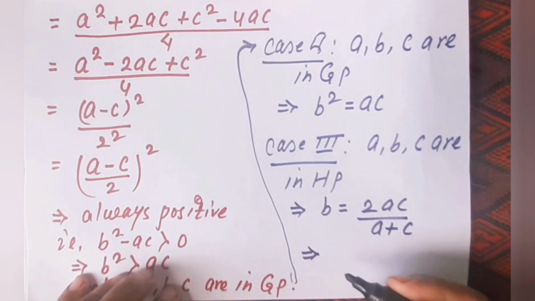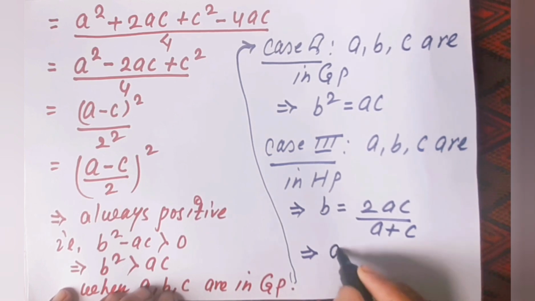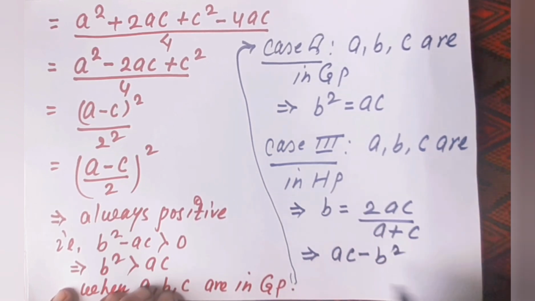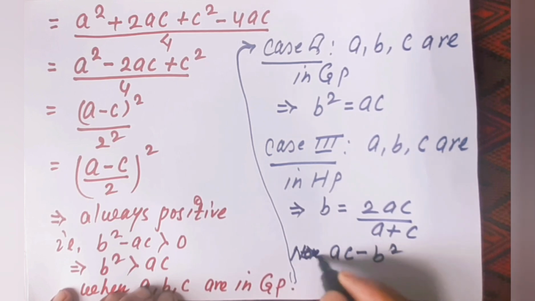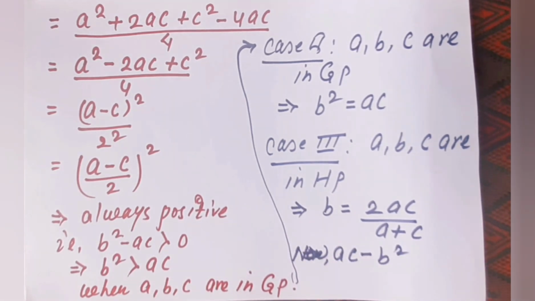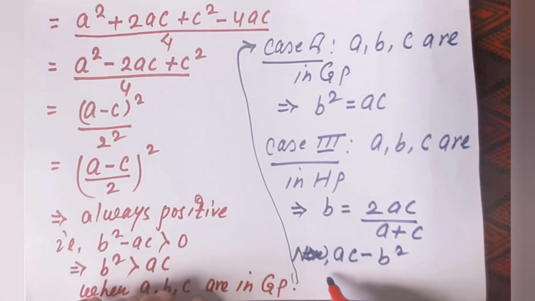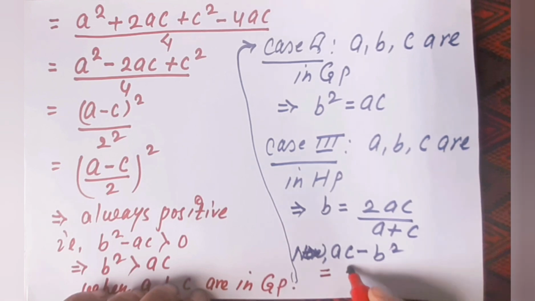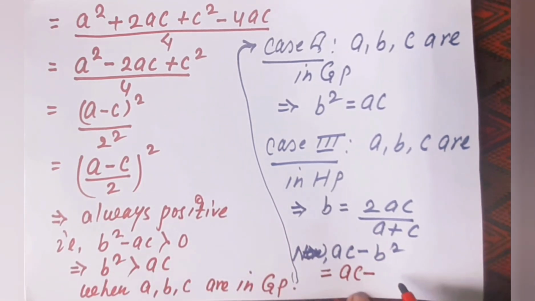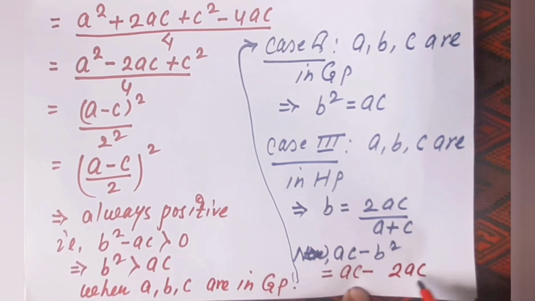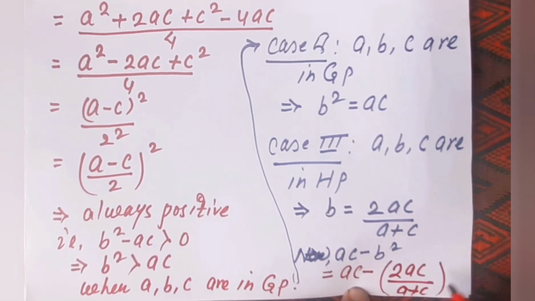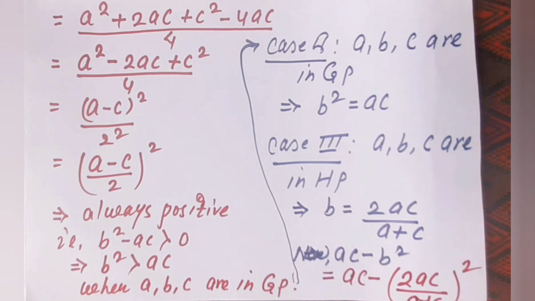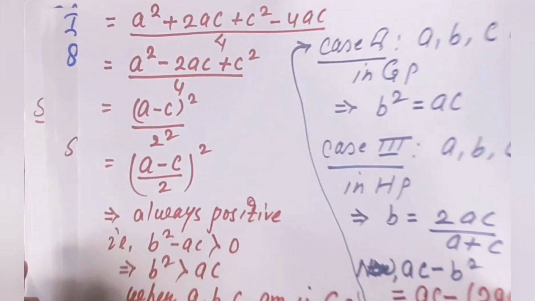Now we take one condition, that means AC minus B square. We have to take this. This becomes AC minus B square. Writing the value of B, this we can write as AC minus (2AC upon A plus C) whole square. Now we expand the whole square of this, then take the LCM, and we get the required result.